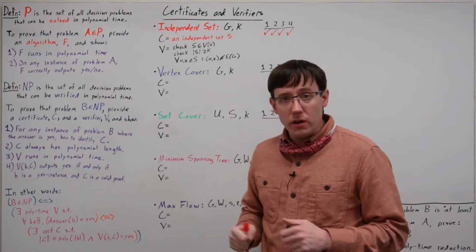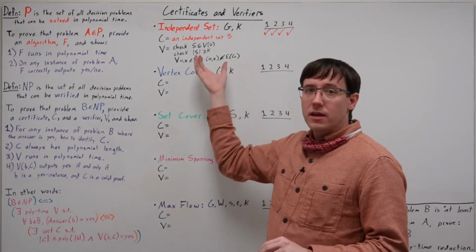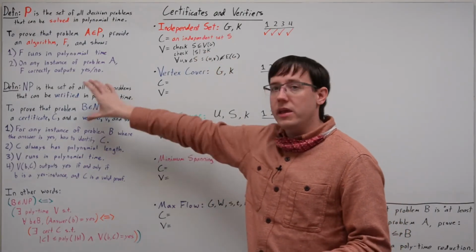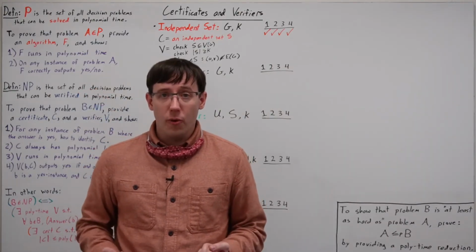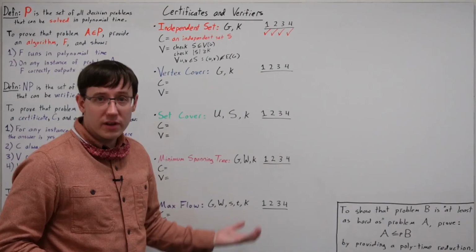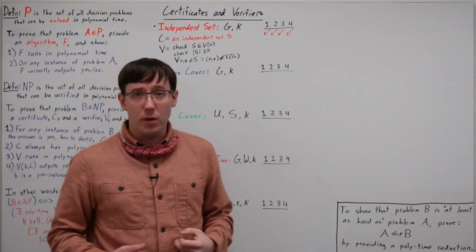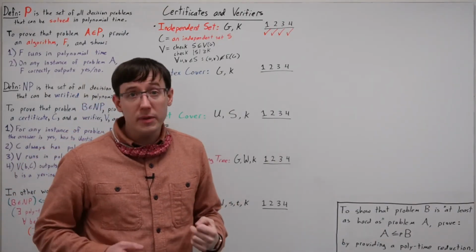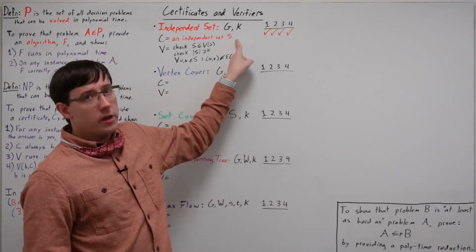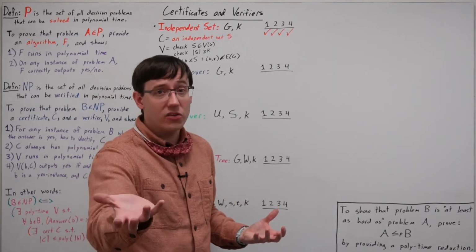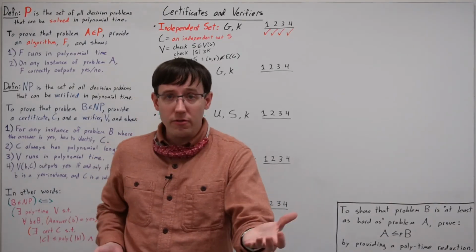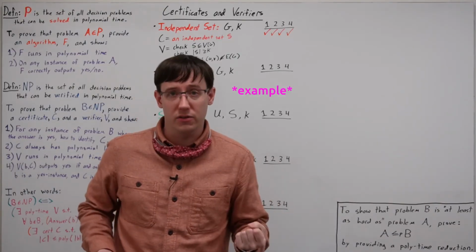And so we've just argued that independent set is a member of the class NP. And this gives us a blueprint for providing certificates and verifiers for all these other problems. Namely, if the problem is asking whether a thing exists, provide an instance of that thing as the certificate, and write a verifier that checks that we've given a valid instance.